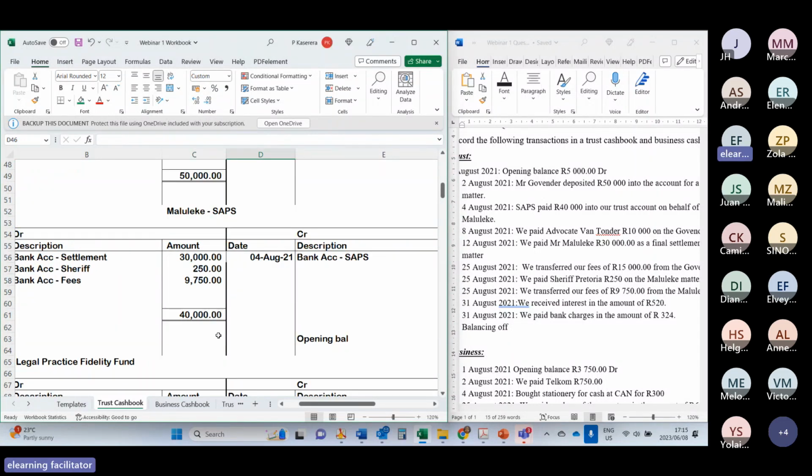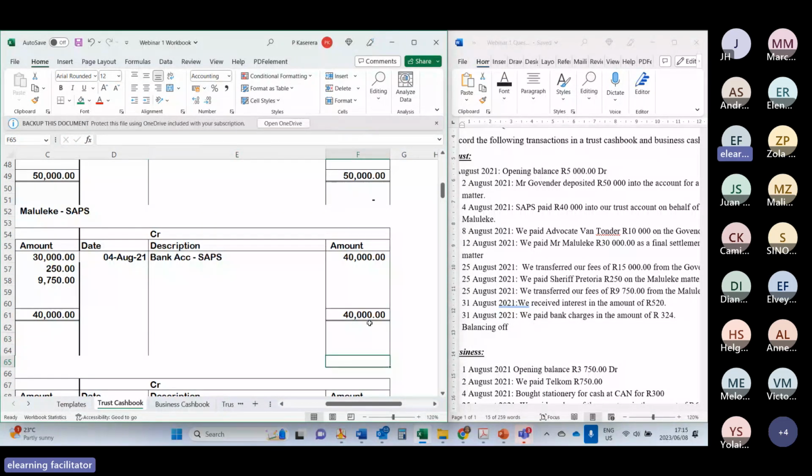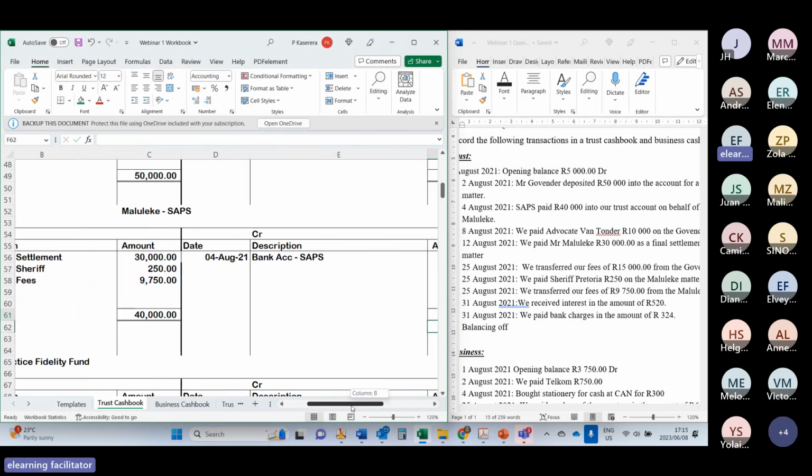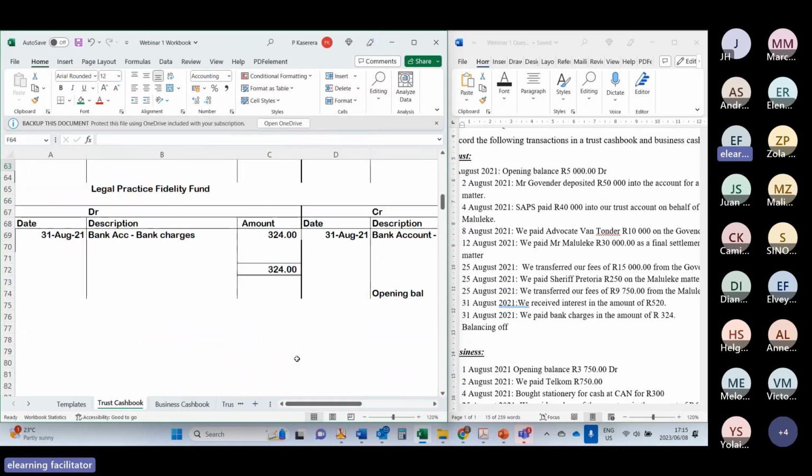Okay, and then when it comes to the Maluleke matter, we also add it up. We get 40, and on the credit side, we also add it up. We get 40. So if you look at this matter, there's nothing to balance off. It means it was finalized. We don't have money in the trust account for this matter, nothing. So we do not do any balances. It is balancing already.